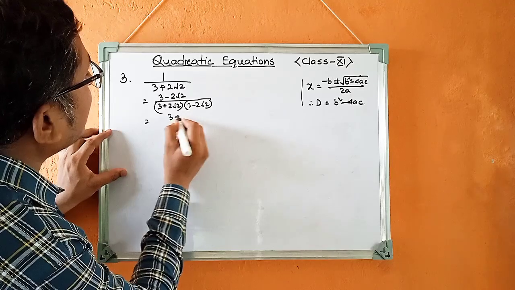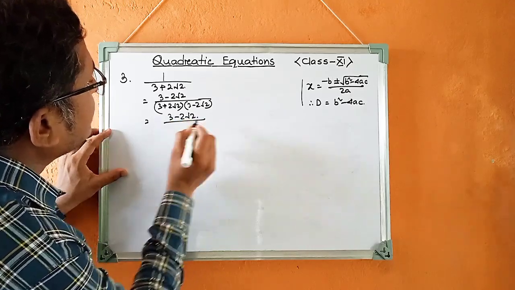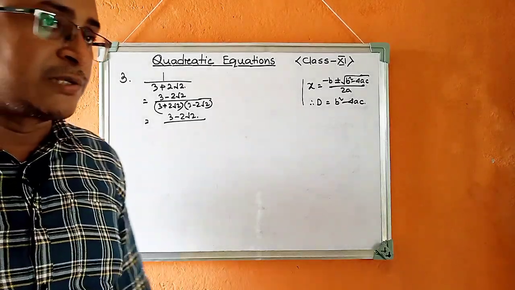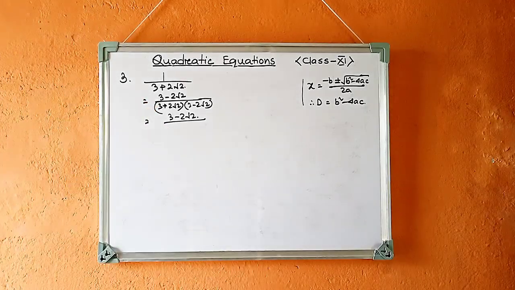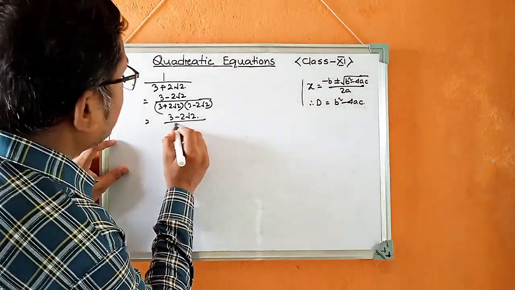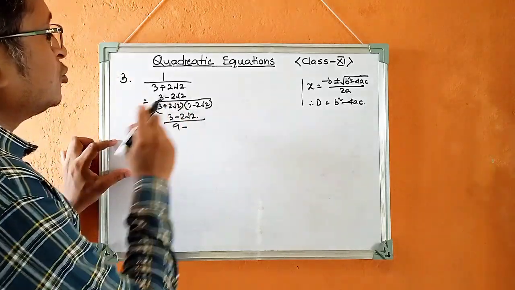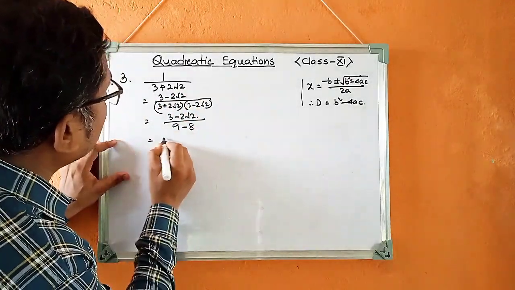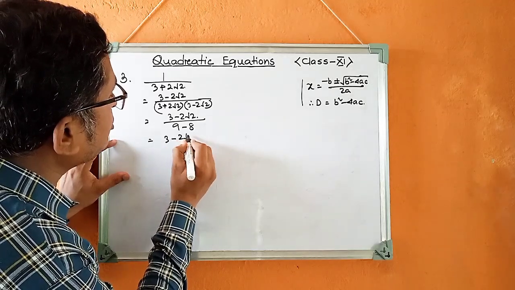So we get 3 minus 2 root 2 divided by a plus b into a minus b. All of you know the formula, a square minus b square. So a square means 3 square, 3 square means 9. Then minus 2 root 2 whole square, 2 to the 4 to the 8. 2 root 2 whole square means 8. So we get 3 minus 2 root 2.